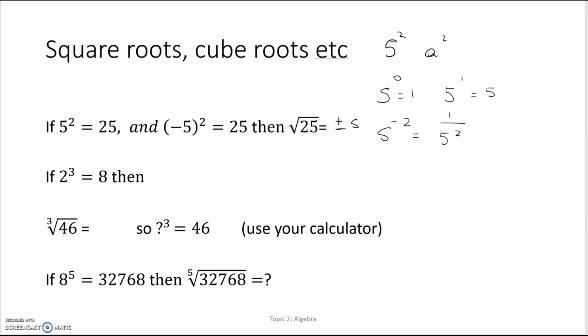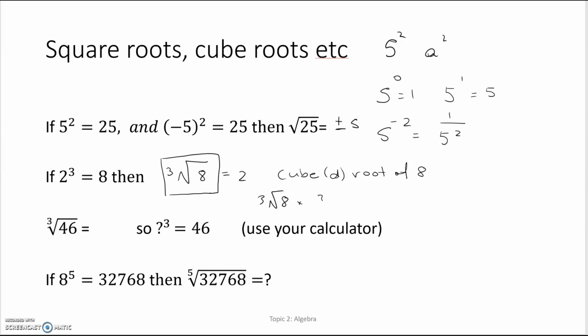Another thing we could say is that if 2 cubed is 8, then the cube root of 8 is 2. Right? So we're reading this as the cube root of 8. What number multiplied by itself three times equals 8? The answer is 2. We could write that out in full to prove it to ourselves, because we know that's what the cube root means.